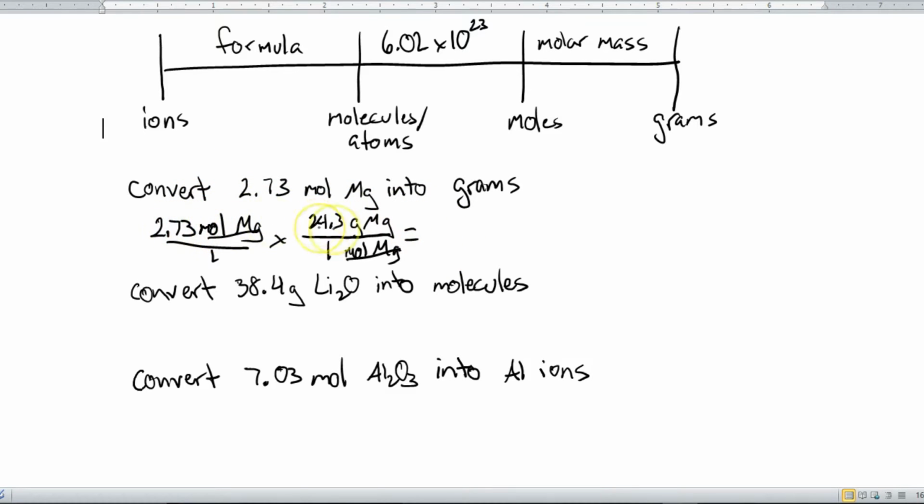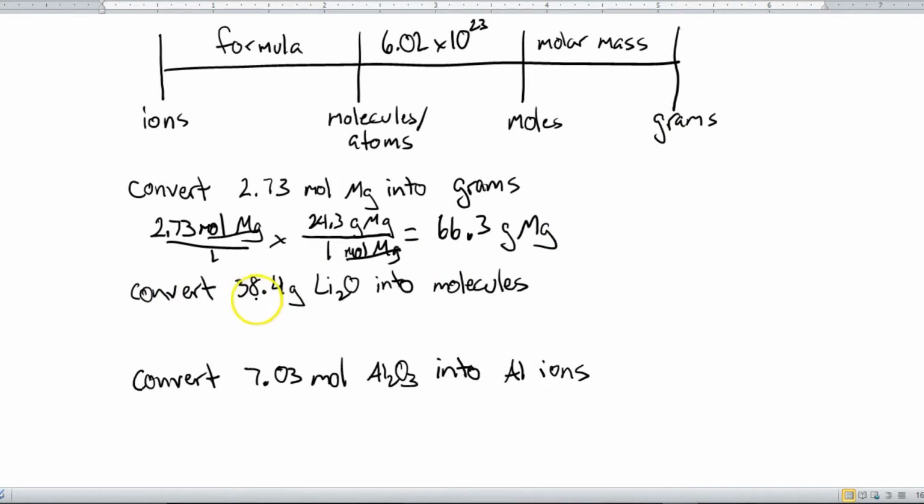So 2.73 times 24.3, and the actual answer on the calculator says something like 66.339, but our original number here only has 3 sig figs, so I need to round that to 66.3, so that my answer has 3 sig figs. And my units are grams magnesium. Okay, let's check out the next one.